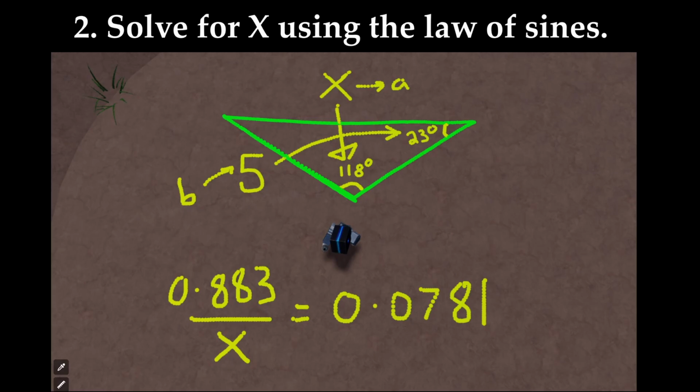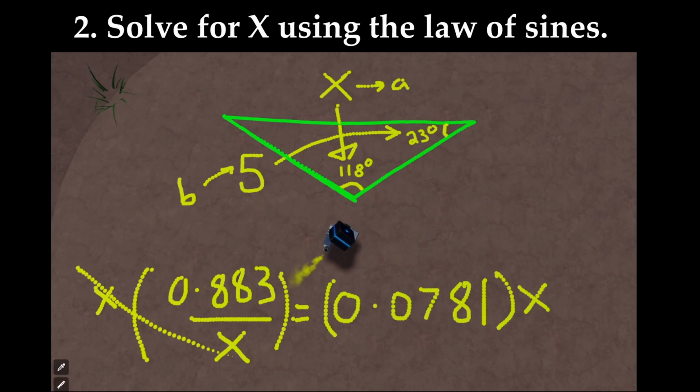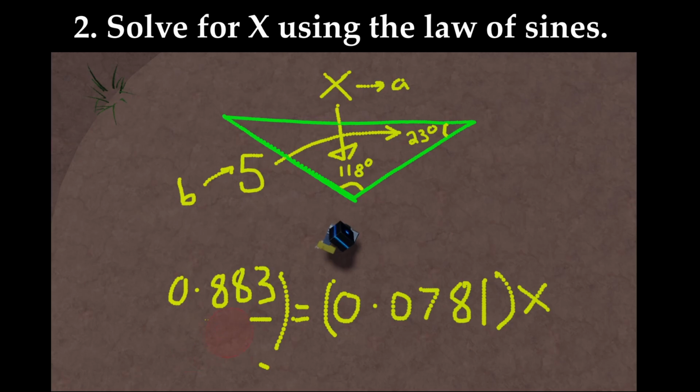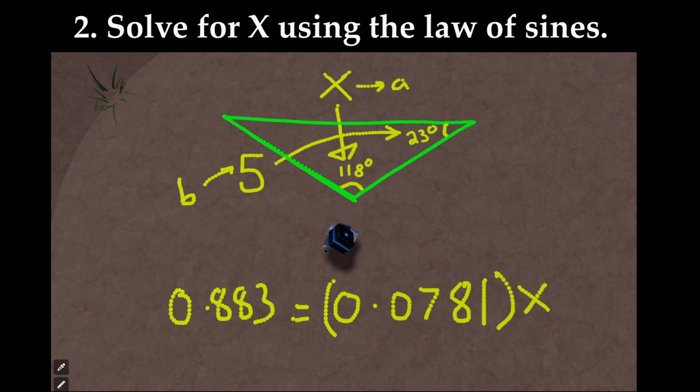So now we need to solve for x. What I'm going to do is multiply both sides by x. And what that does is allows me to cancel the x in the denominator because you don't want x in the denominator. So now let me just clean this up. I'm just going to have 0.883 on this side, and then I'm just going to have 0.0781 times x. So now I can just divide by 0.0781 on both sides to solve for x.